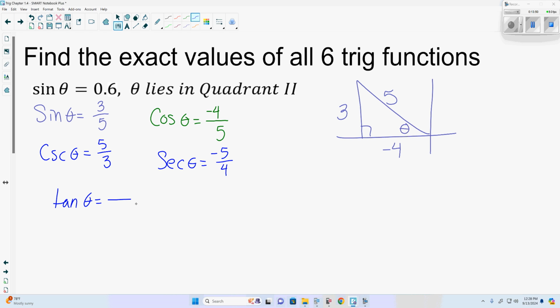Tangent of theta is indeed sine over cosine. Well, we have the triangle, yes? Opposite over adjacent would be 3 over negative 4 or negative 3/4, negative 0.75. Isn't that what we got? And cotangent would be negative 4/3. We can still get there using the triangles, because when in doubt, make a triangle. Questions on this here?